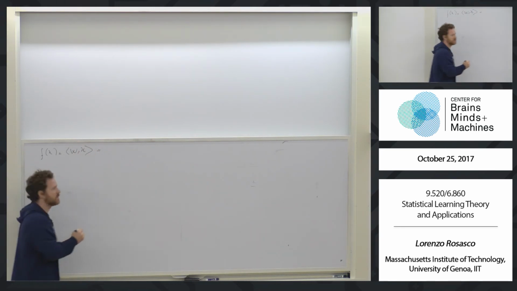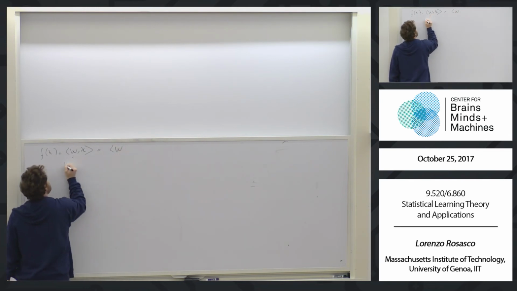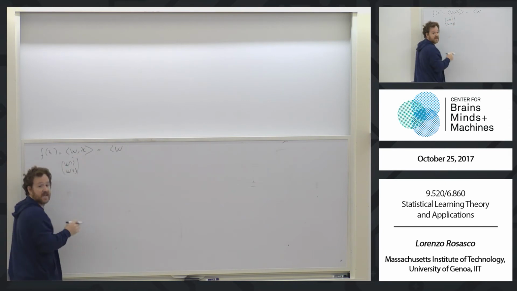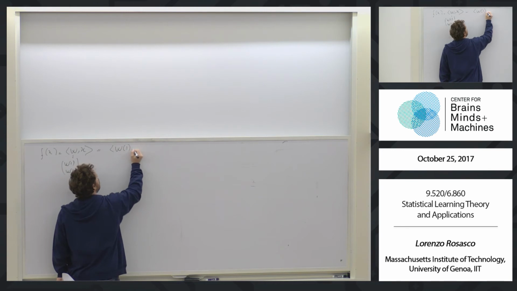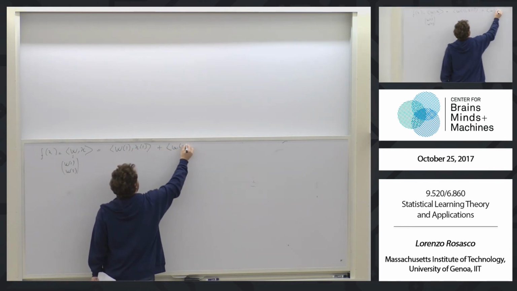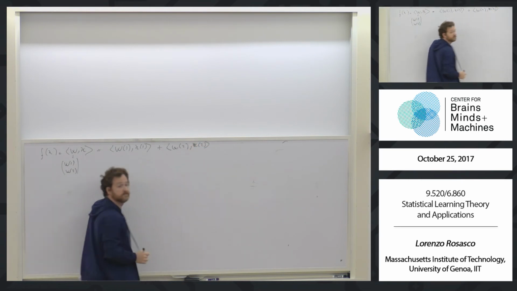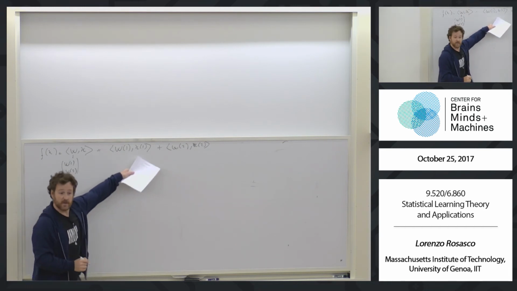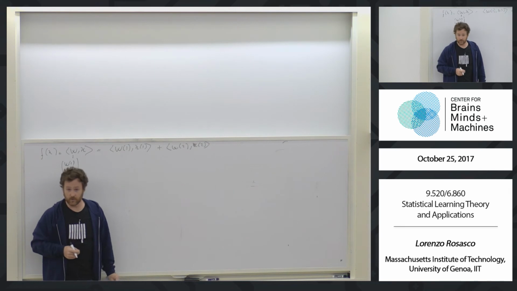I can write it as W1. So W is just W1, W2, and similarly X is X1, X2. So I can write this down as W1 X1 plus W2 X2. These are not the same inner products. These are vectors of different size. I'm just going to skip it again, not to burden the notation.